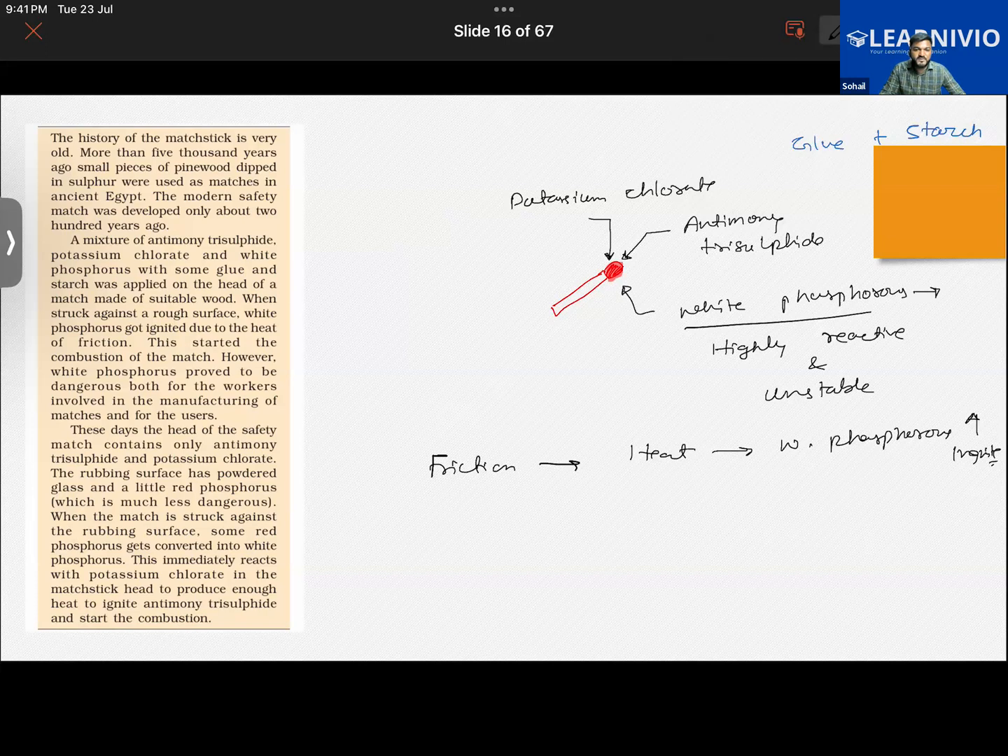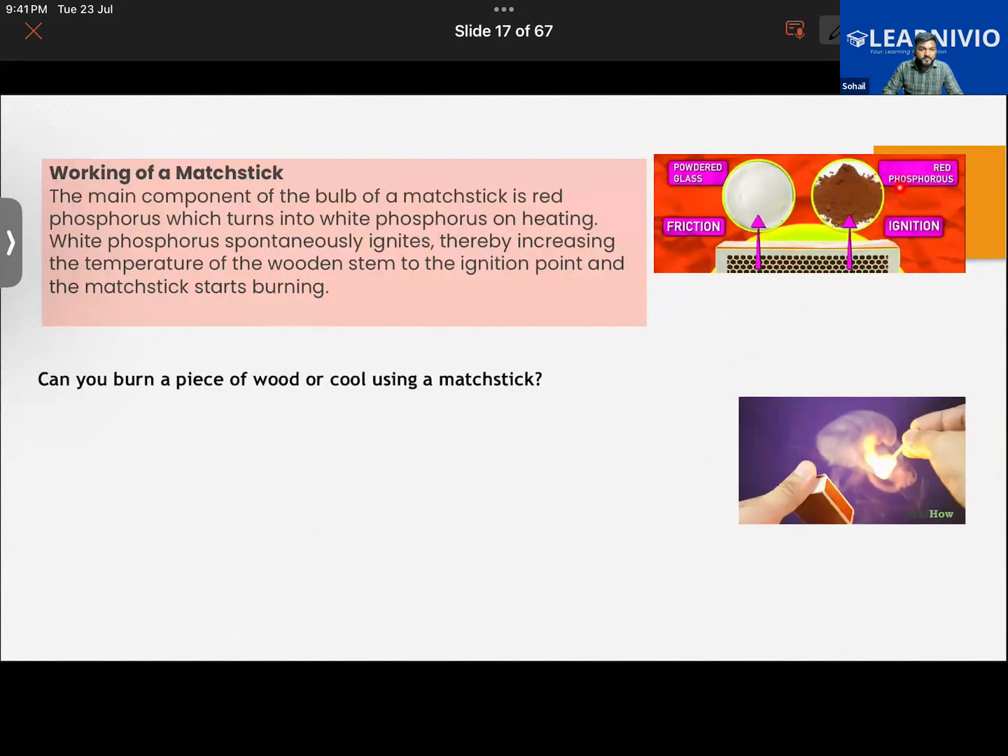Just the white phosphorus nowadays has been replaced with the pink phosphorus, right? Or the red phosphorus, or the yellow phosphorus? Yeah, the white phosphorus has been replaced with which one? Red phosphorus. Very good, Aisha. Because it is much safer.